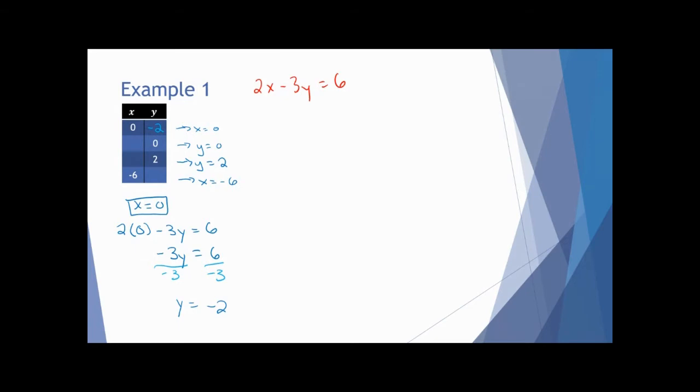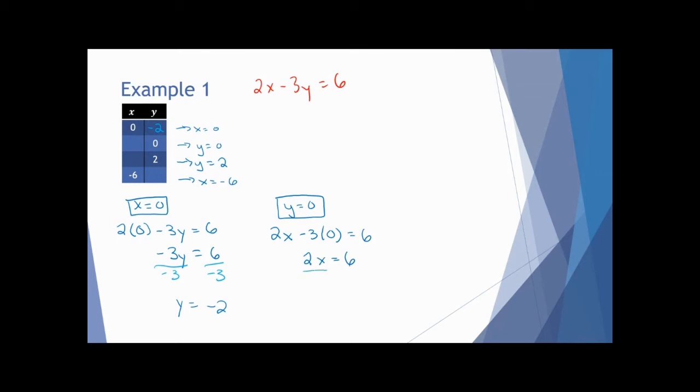Okay, so now the next one we have is y equals 0. I'm just boxing these so you can see what I'm plugging in. So you have to be careful because that's y. So now I'm not plugging in for x, I'm plugging in for y. So I'm replacing y with 0. So that's 3 times 0 there. So negative 3 times 0 is still 0, so we end up with 2x equals 6.